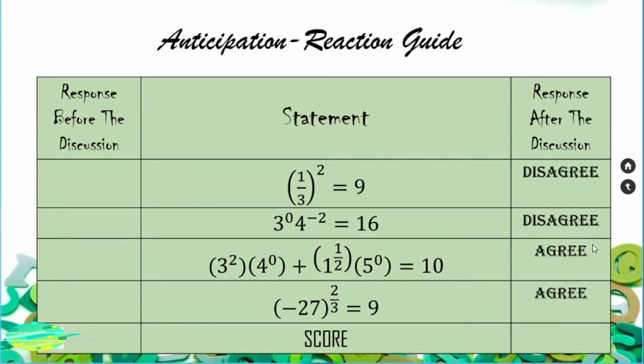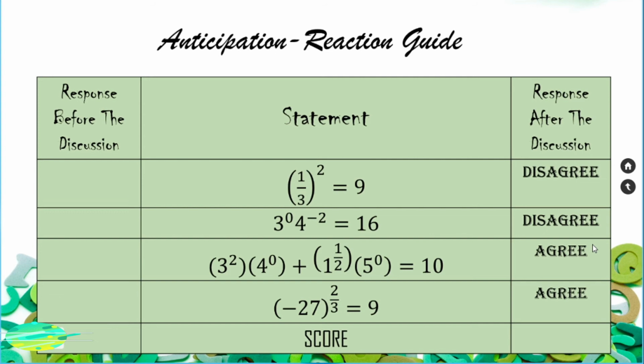And then continuation, we have 1 over 3 squared. So since positive ang exponent natin, magiging 1 squared all over 3 squared yan. That means we have 1 over 9, not 9. Kaya disagree tayo. Next, we have 3 raised to 0, 4 raised to negative 2. 3 raised to 0 is equal to 1 times 4 raised to negative 2. Since may negative siya, so dapat 1 over 16. Kaya disagree tayo dyan.